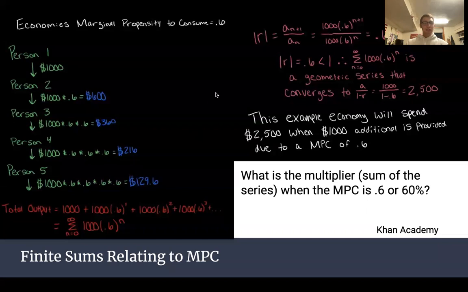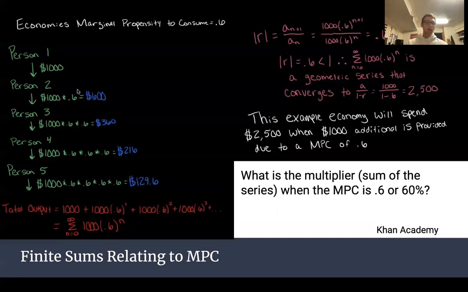All right, so for our first example, we have a marginal propensity to consume of 0.6, and we need to determine the total amount of money that the economy will eventually spend. So if person 1 has $1,000, they are going to consume, they're going to spend 0.6 of that, or $600. So then person 2 ends up getting $600 of the original $1,000 of additional funds.